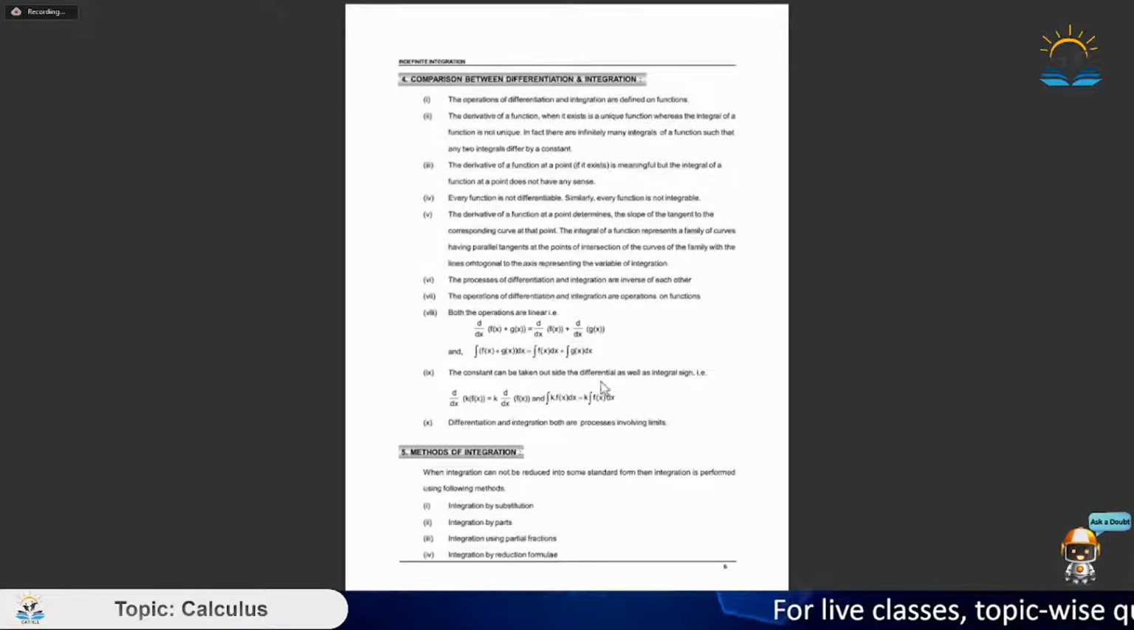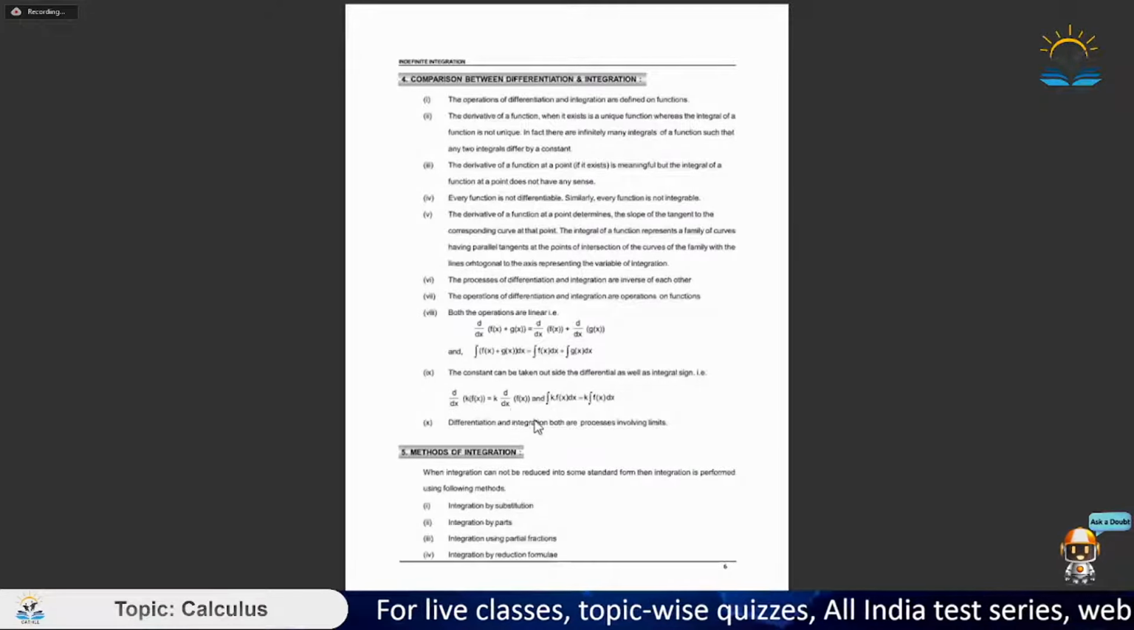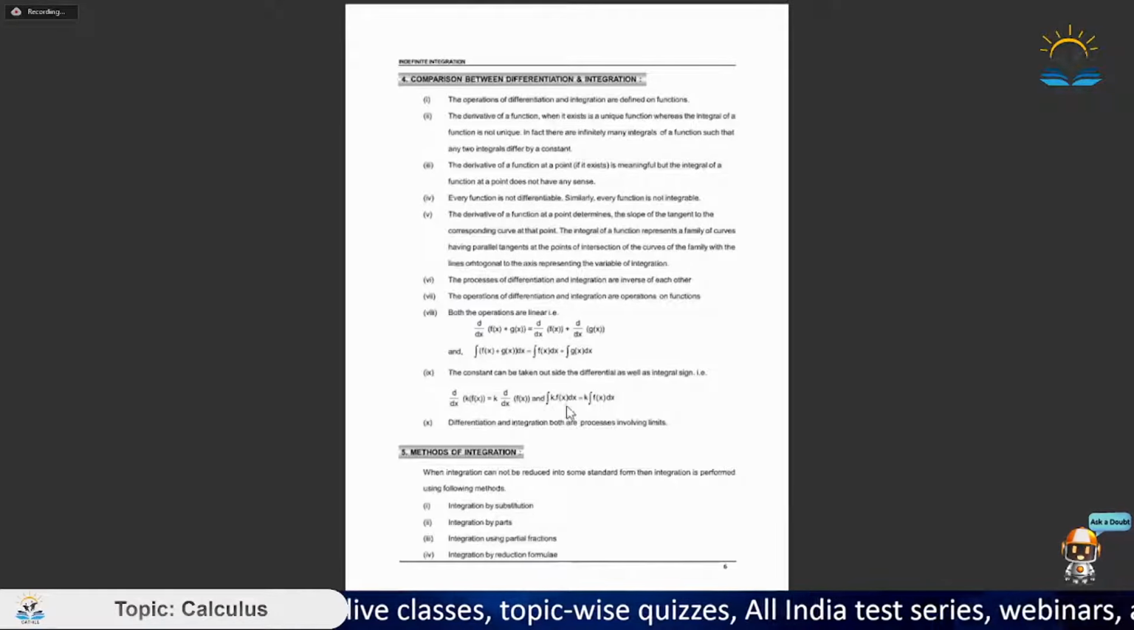Okay, the constant can be taken outside the differential as well as the integral sign. See, d by dx of k f of x. So always the constant can be taken out of differentiation as well as from integration. Differentiation and integration both are processes involving limits.